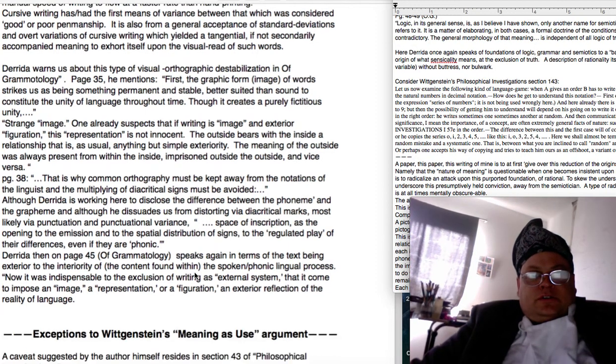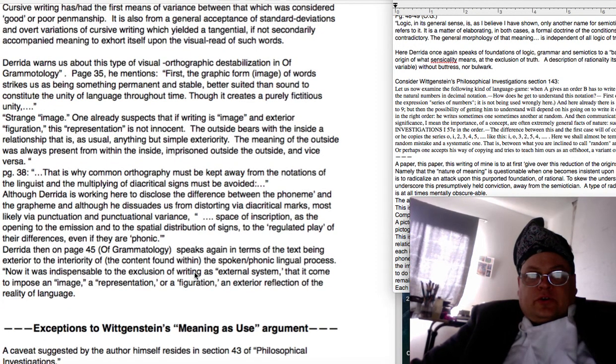Derrida warns us about this type of visual orthographic destabilization in Of Grammatology, page 35. He mentions, quote, "First, the graphic form, image of words, strikes us as being something permanent and stable, better suited than sound to constitute the unity of language throughout time, though it creates a purely fictitious unity."